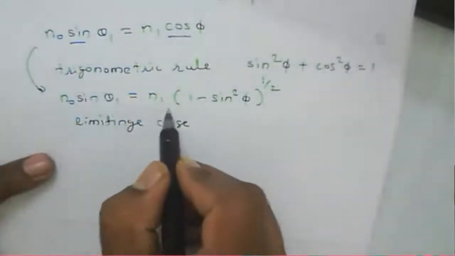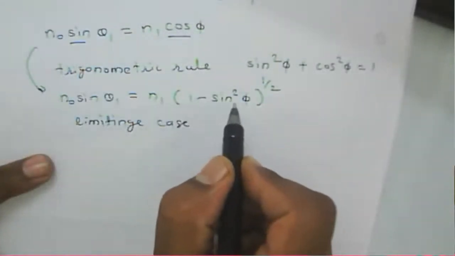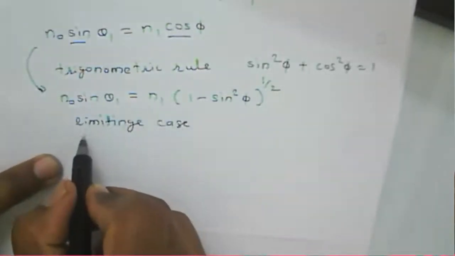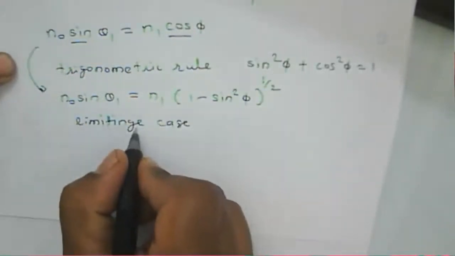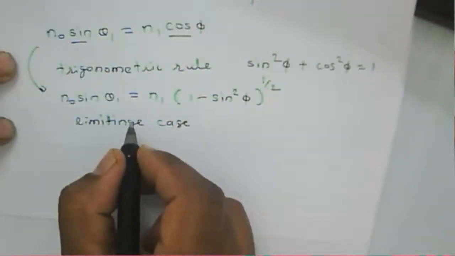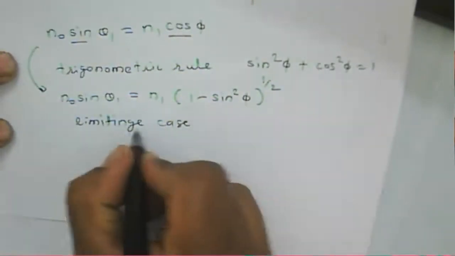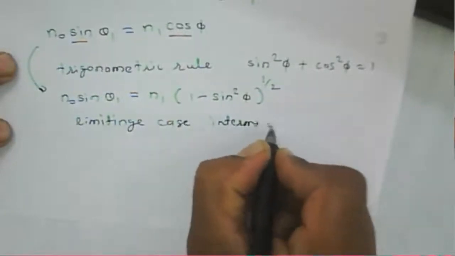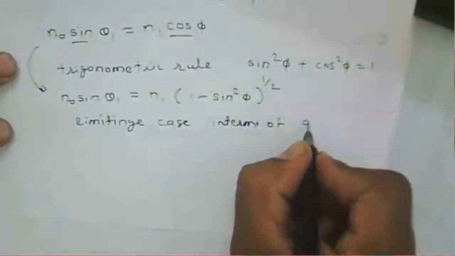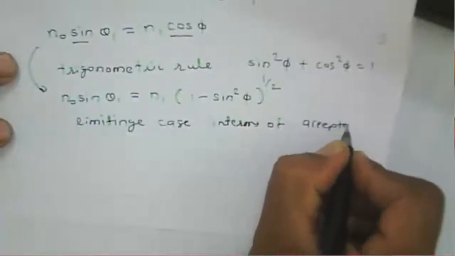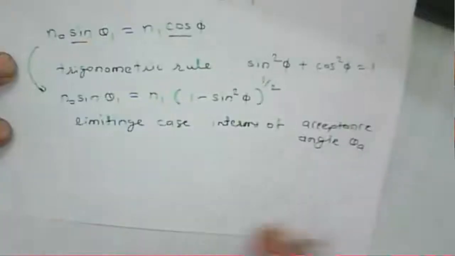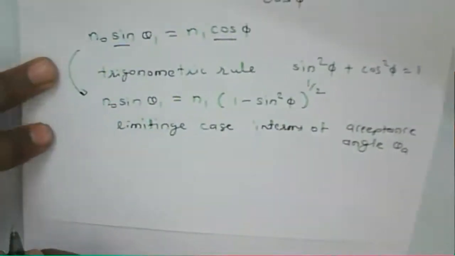So we can write that this is nothing but a limiting case, the condition of a limiting case. Now the equation we are getting is n0 sine theta 1 is equal to n1 into (1 minus sine square phi) raised to 1 by 2.